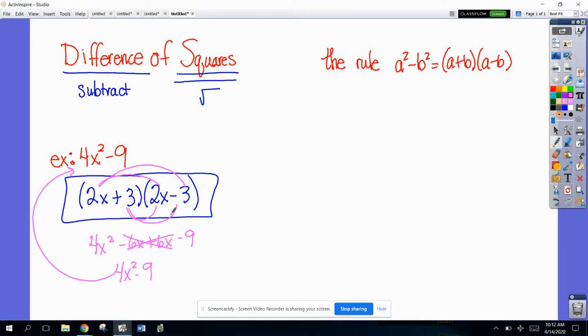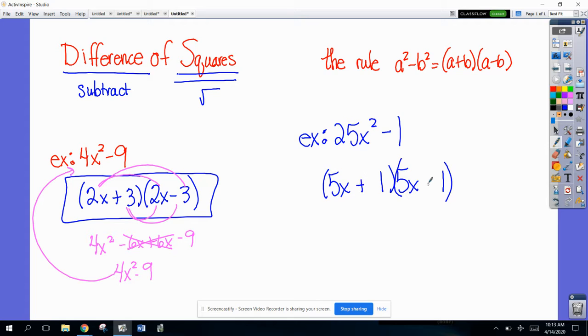So let's try another one. If I have 25x squared minus 1, I ask myself, what multiplies to give me 25? That's going to be 5x and 5x. And then what multiplies to give you 1? The square root of 1 is 1. 1 times 1 is 1. And then 1 gets a plus, 1 gets a minus. And that's it.